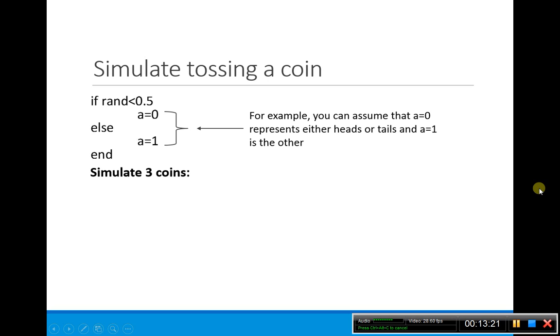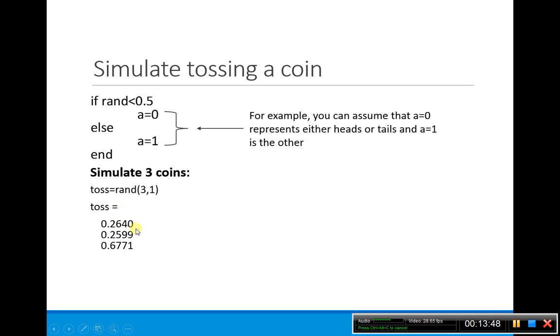Okay, so what if I wanted to simulate 3 coins? I'm going to toss 3 coins back to back to back. How do I do that? Well, the first thing is let's do the toss. Well, the toss is I want 3 random numbers. So if I'm thinking about this idea, I want to pick the random number, right? And then I want to see if it's less than 0.5 or greater than 0.5. So here I've got my 3 random numbers.